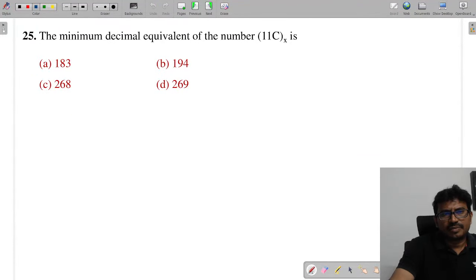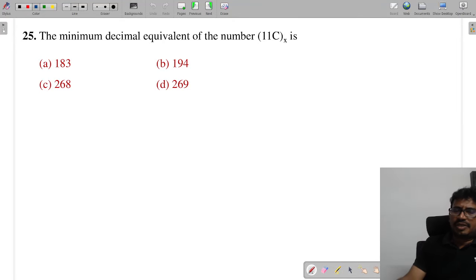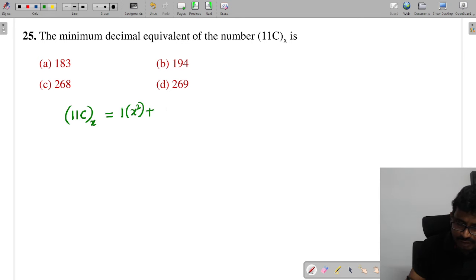Next, the minimum decimal equivalent of the number 11CX is asked. So they give 11C, and this is base X. So this means 1 into X square plus 1 into X plus C. C value, how much is it here? A, B, C: 10, 11, 12. So 12 into X power 0. So it means X square plus X plus 12.